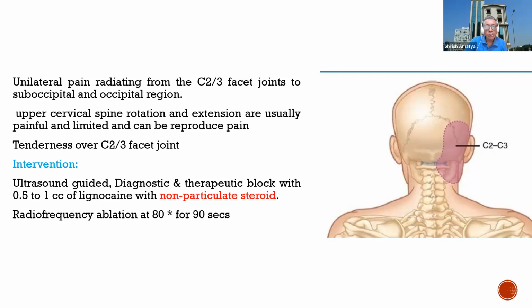And in these conditions, we basically inject this third occipital nerve with local anesthetic and steroid. It is always wise to use non-particulate steroid when injecting anything around the neck and above. And if this gives good pain relief, we can also go for radiofrequency ablation of this third occipital nerve.